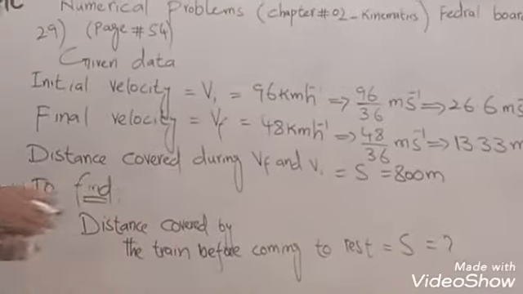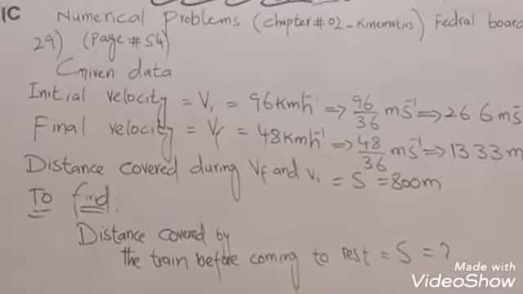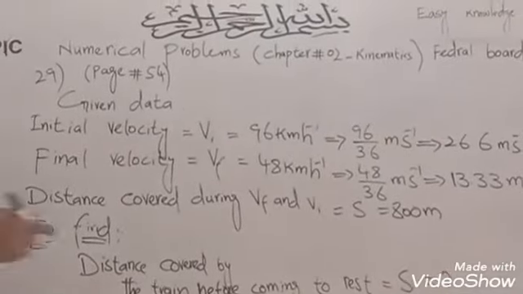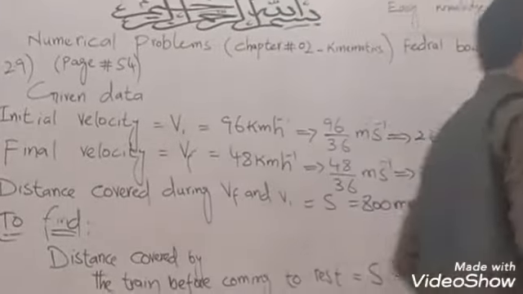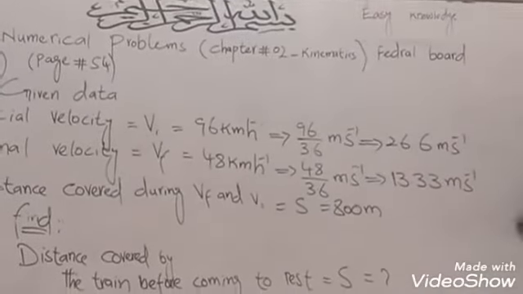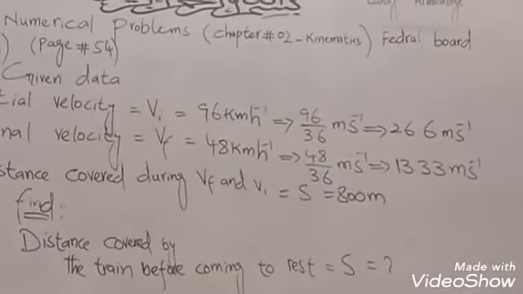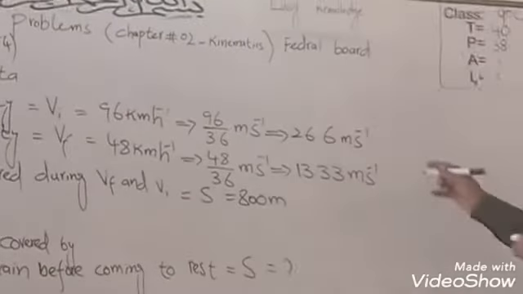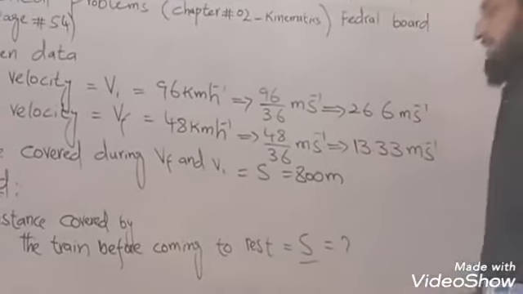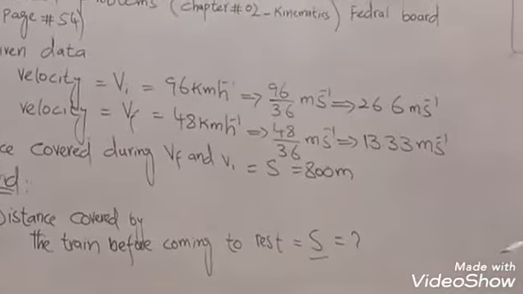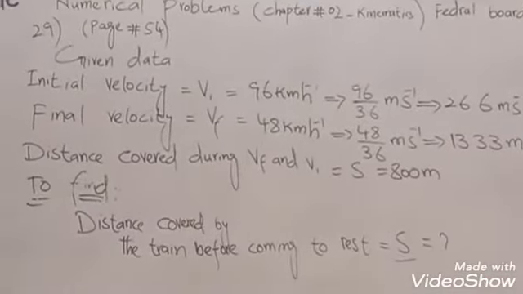Is it clear? Okay. Now see here, we don't have acceleration, so with the help of these three given data, we will find the acceleration of the train first. We don't have acceleration. In order to find this distance, we will need acceleration. Why we will need acceleration? Because we know two equations of motion.